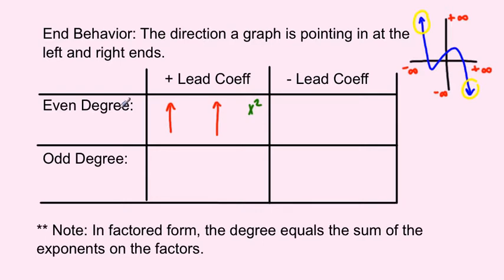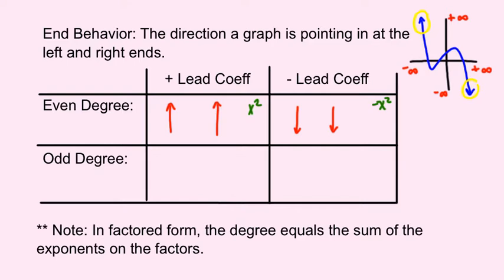If I have an even degree, but now the number out in front is negative, this is like negative x squared as a point of reference. So think about what the ends of that look like. We know it opens down, which means that both the left and the right hand ends are going down. So that would be down, down.